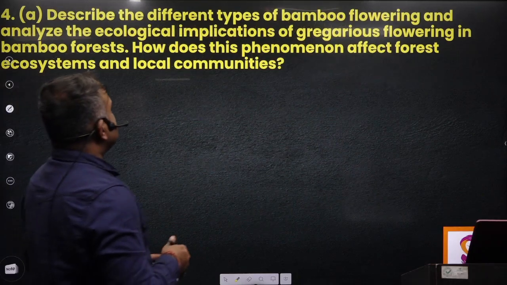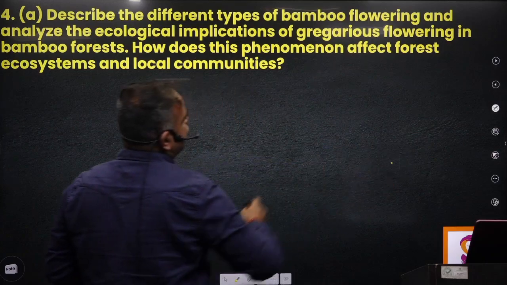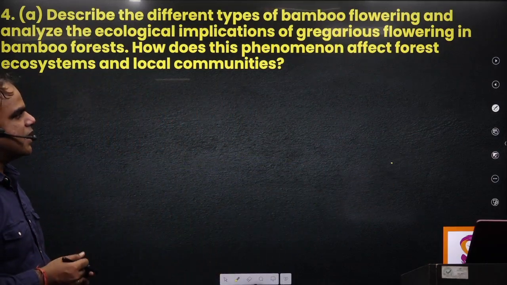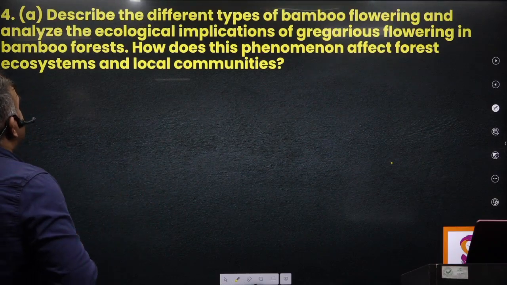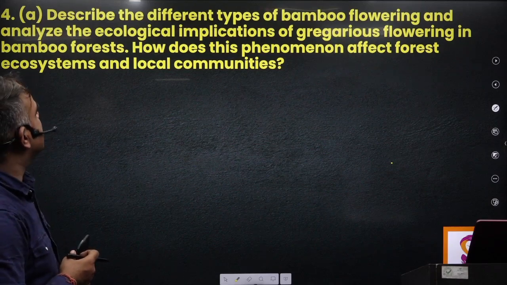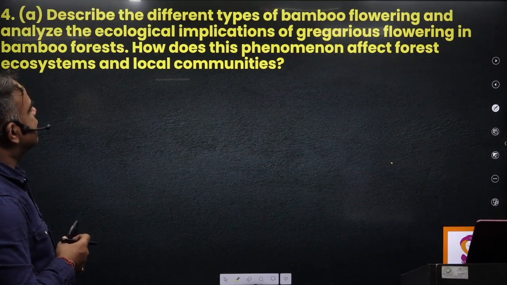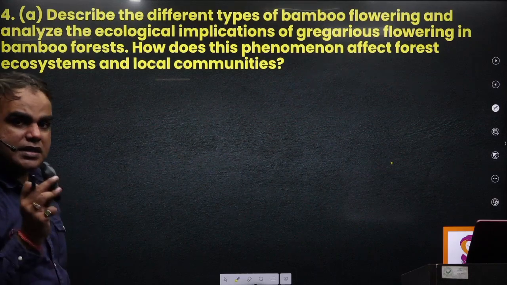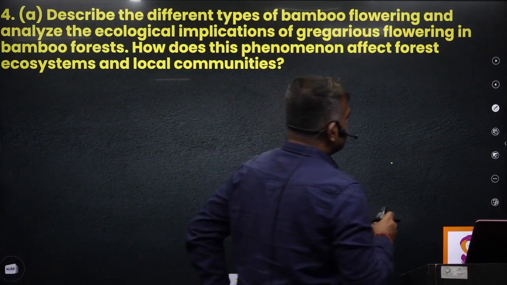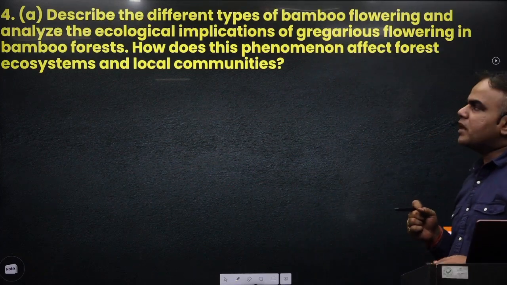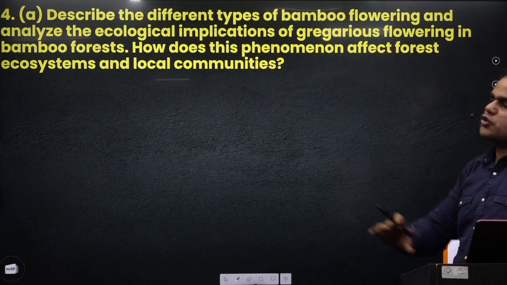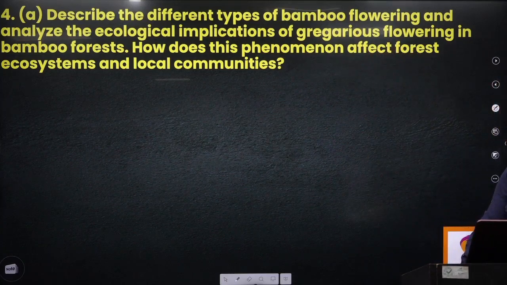Now, describe the different types of bamboo flowering. This also has been asked in certain ways in the exam, but here I've tried to ask you in a more comprehensive manner: analyze the ecological implications of gregarious flowering on the bamboo forest. How does this phenomenon affect forest ecosystems and local communities? It's a long question. In these kinds of questions, the emphasis you should bring is to address all the parts of the question, because if you are not able to address all the parts, that can be a problem overall.